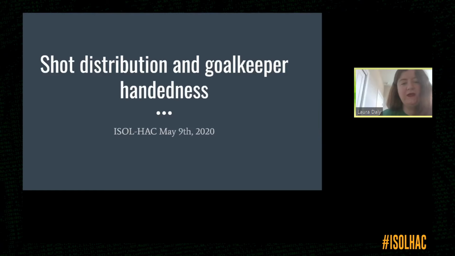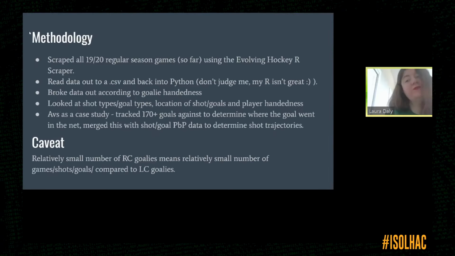So what did I do? I scraped all of this season's games using the R scraper written by Josh and Luke Younggren of Evolving Hockey. That was just over 1,000 games, 1,041, I think. Because R isn't really my forte, no judgment, I wrote all of the data out into a giant CSV file, and then I read it back into Python as a pandas data frame. I'm much more comfortable using Python, personal preference.